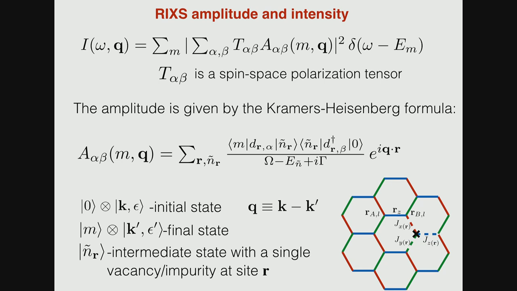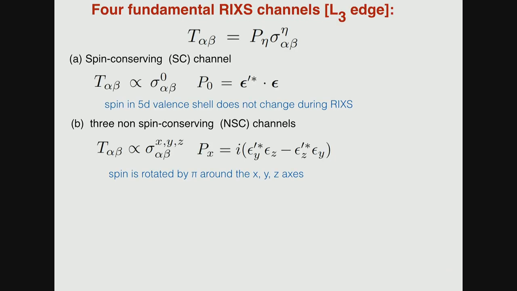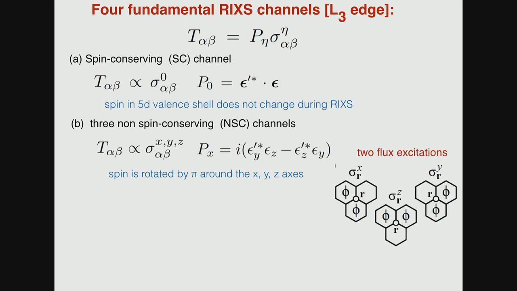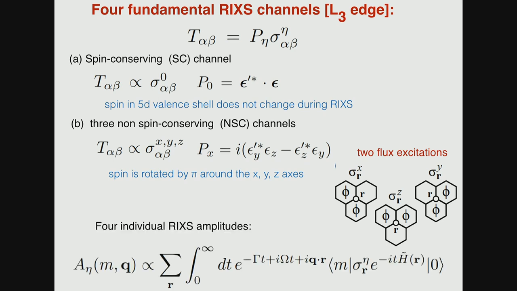Because I have really very few minutes, let me skip the formalism. It's very standard. In order to compute intensity, you first need to realize in which polarization channel you stay. Then you compute the amplitude using the Kramers-Heisenberg formula. So you do this analysis of polarization, and basically the spin conserving channel is the A1g channel, and these are the three non-spin conserving channels. In the spin non-conserving channels, again, in the final state, you have two flux excitations.